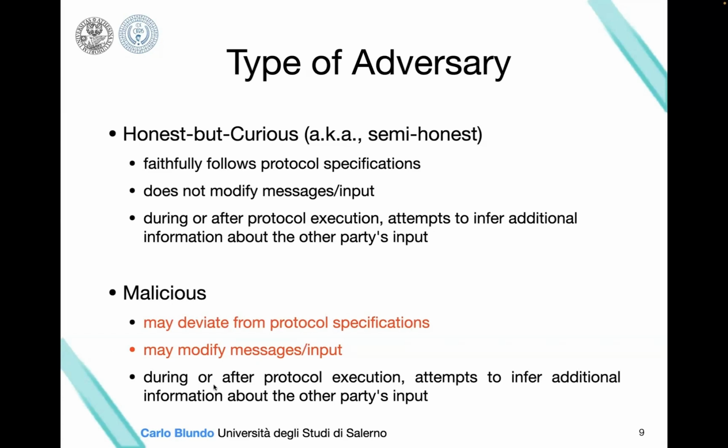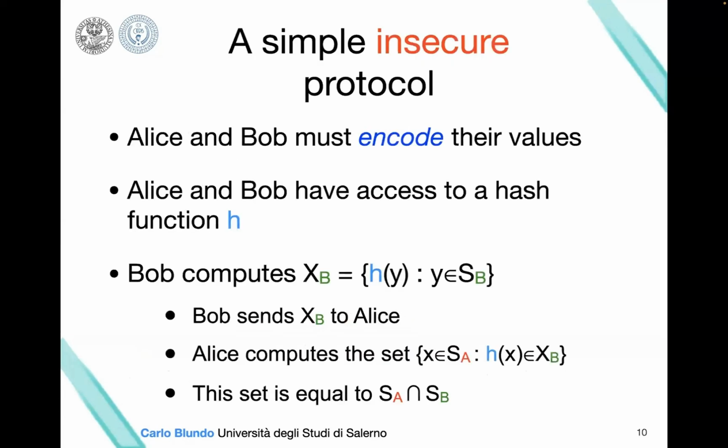Protocols within this model are more difficult to build, so in this lecture I will concentrate on simple protocols in the honest but curious scenario. Let me start with a very simple protocol, which is an insecure protocol. First of all, Alice and Bob must encode their inputs. So they can have strings, integers, floats, images. They have to agree on a common encoding.